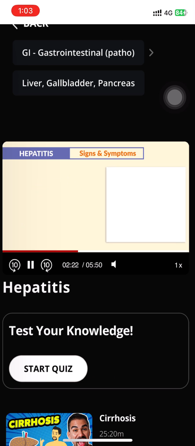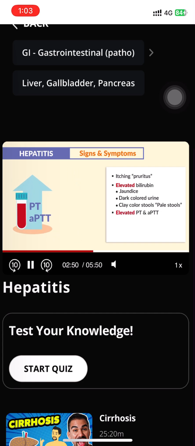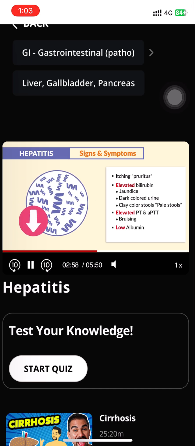Now, normal for any liver disease, we see common signs like itchy, also called pruritus, from bile salts that build up under the skin. We get that elevated bilirubin, as mentioned before, so we'll see jaundice, basically that yellowing of the skin and the eyes. We'll also have dark-colored urine, as well as clay-colored stools, typically described as pale stools, from all that bilirubin spilling over into the bowels. We'll also see elevated PT and APTT. That leads to bruising from the lack of coagulation factors, as well as low albumin.